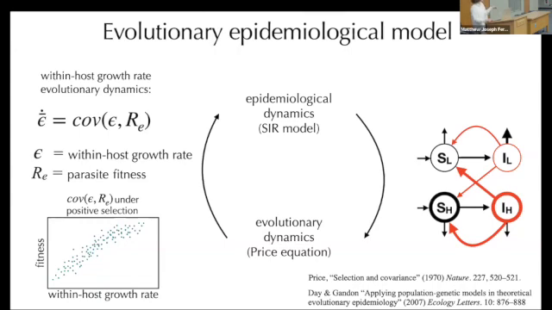And you see this example at the bottom where if that covariance term is positive, there's positive selection on the within-host growth rate because larger trait values are giving that parasite higher fitness. So that's just the math behind all this.